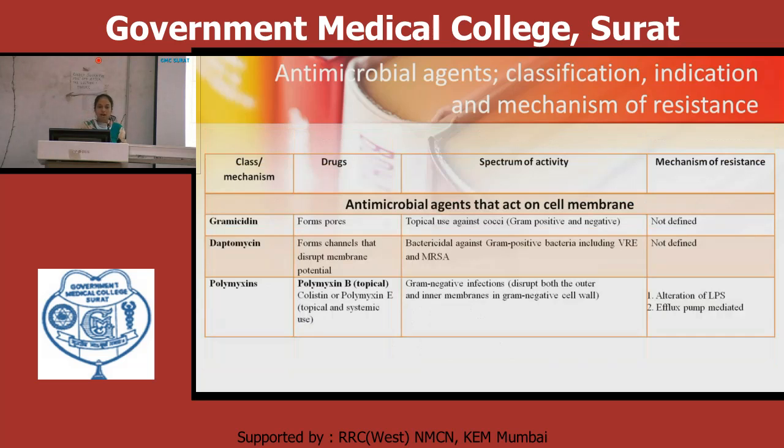Now, gramicidin forms channels. Topical use against cocci, gram positive and negative. Mechanism of resistance is not defined. Daptomycin forms channels that disrupt membrane potential. Spectrum of activity is bactericidal against gram positives including VRE and MRSA. Mechanism of resistance is not defined. Polymyxin B is a topical agent, colistin or polymyxin E, for gram negative infections, and mechanism of resistance is alteration of lipopolysaccharides and efflux pump mediated.